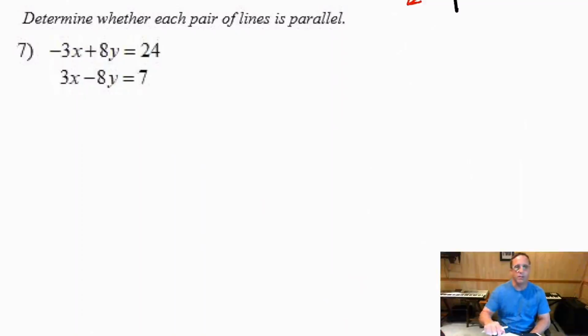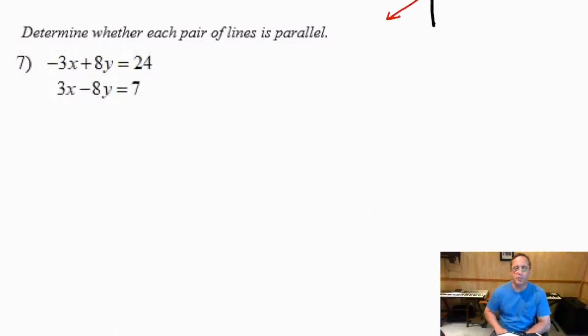All right, so for number 7, it says determine whether each pair of lines is parallel. What we're going to want to do for this one is, if you want to, you can graph them, but the easiest thing to do is to get them into slope-intercept form and then just compare their slopes and their y-intercepts. You don't have to graph it.